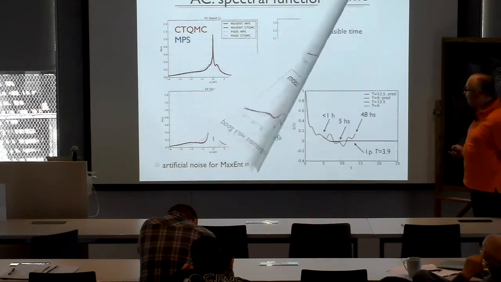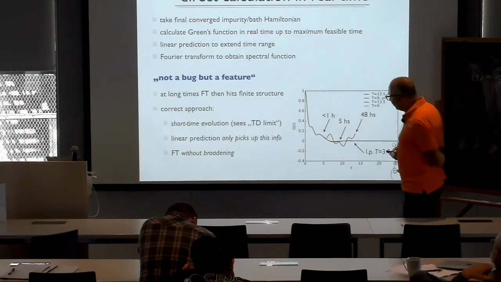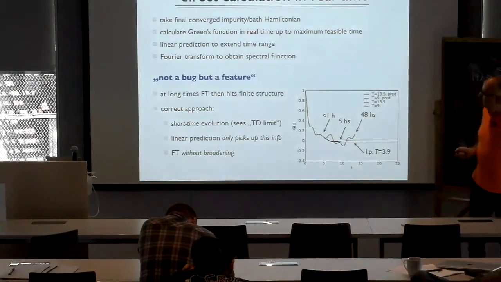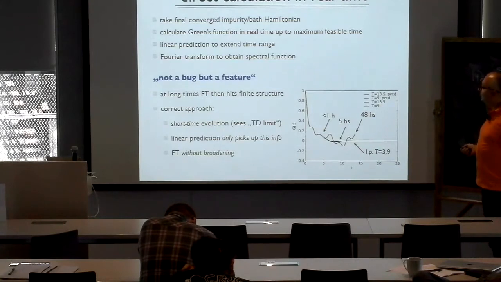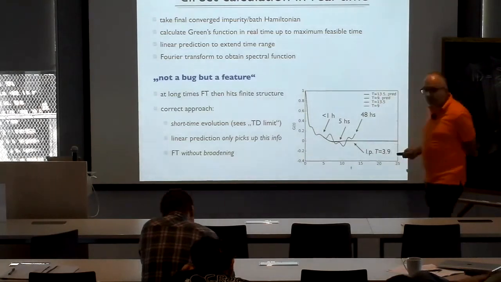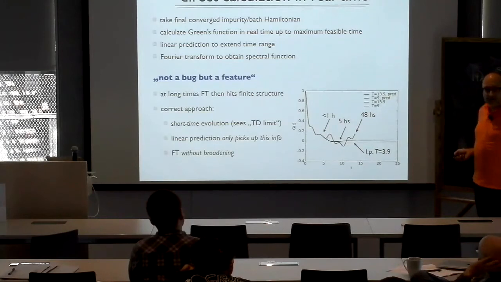What I would like to revisit very briefly is, I have a few more slides, but I will go through that very quickly. We tried to improve on the technique to do a direct calculation in real time, because at the end of the DMFT calculation, we have a converged Hamiltonian. And then of course we can calculate a Green's function in real time, do this linear prediction thingy, and then afterwards do a Fourier transform.